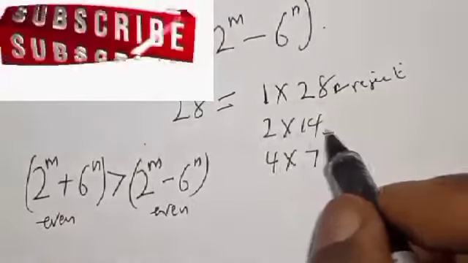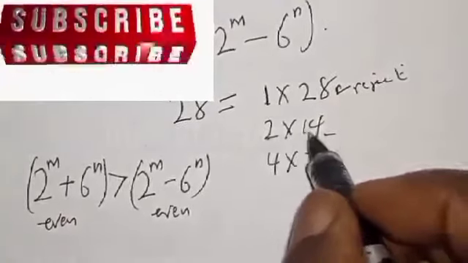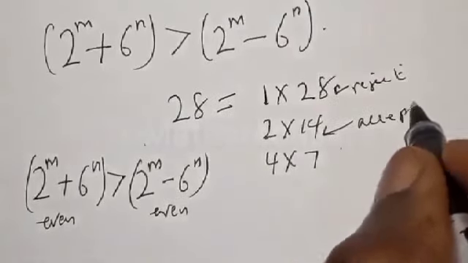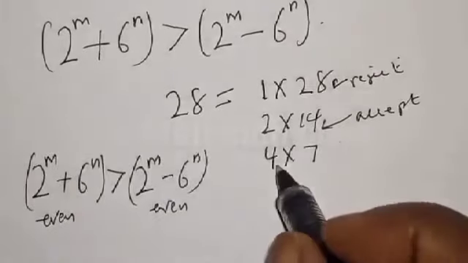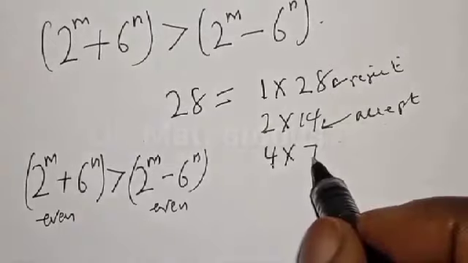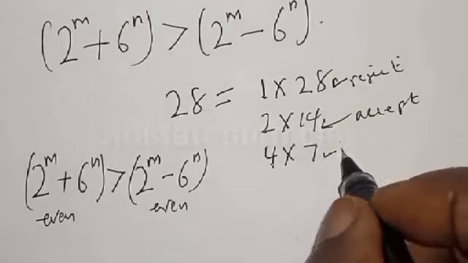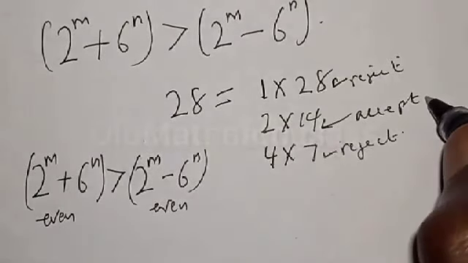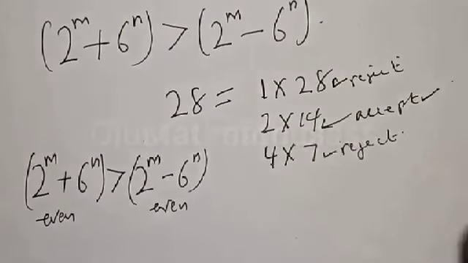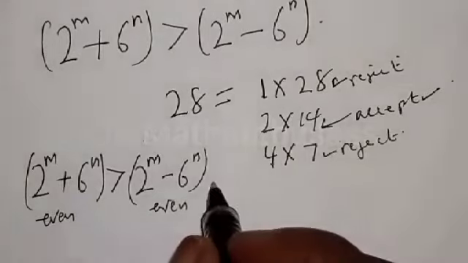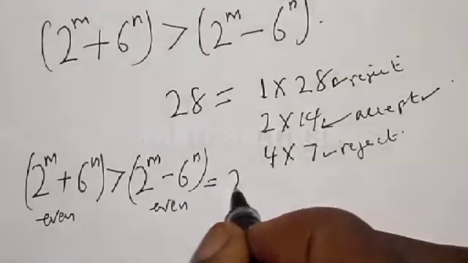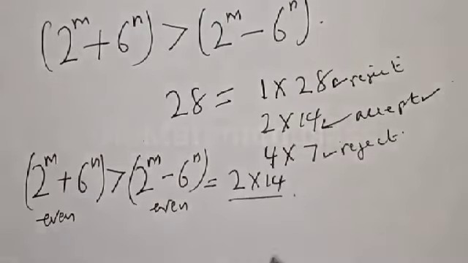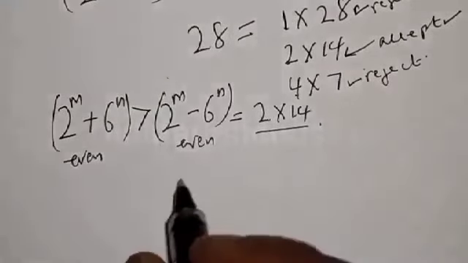Also, let's come to the next one. 2 is even and 14 is even. We accept this. Then for here, we have 4 is even and 7 is odd. We reject this. Now, the possible solution we work with is this one, which is 2 multiplied by 14.